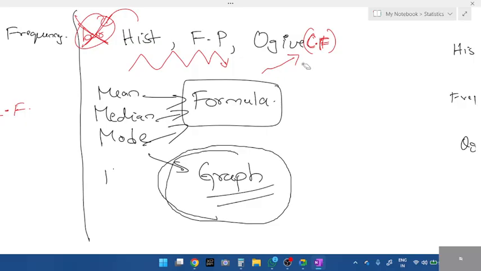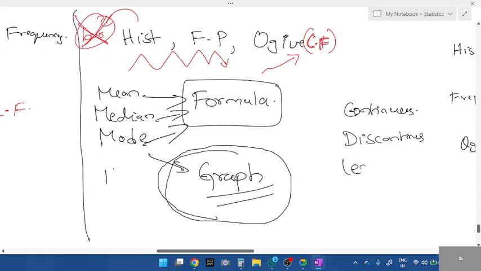So mean, median, mode, two types. Formula. Last part is mean, median, mode along with histogram, frequency polygon, ogive graph. These are types of graphs. Second one, types of method. And in types of question, you have continuous value, discontinuous, and that less than, which I explained, less than 20, less than 30, this pattern.